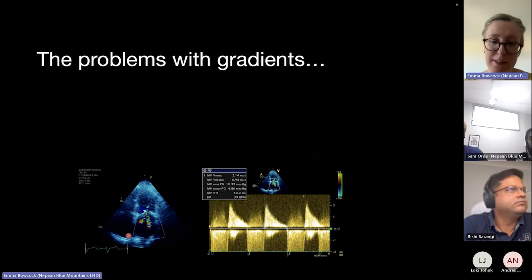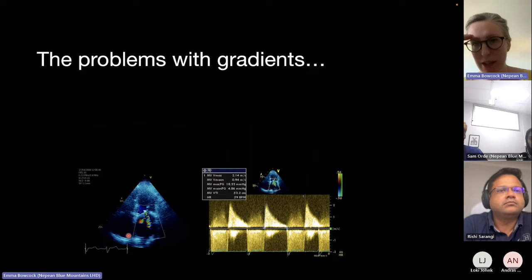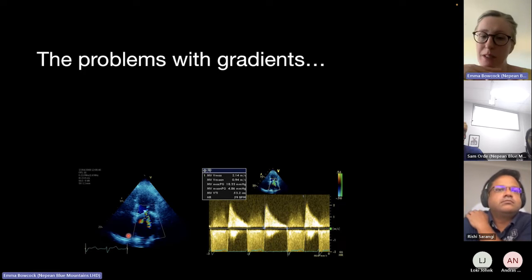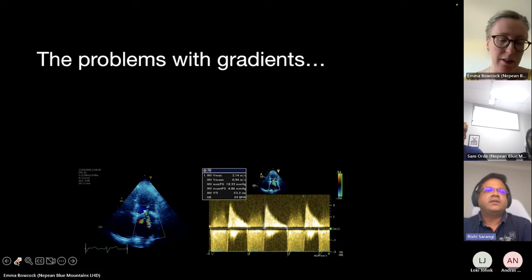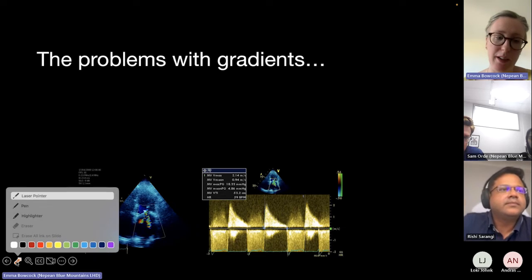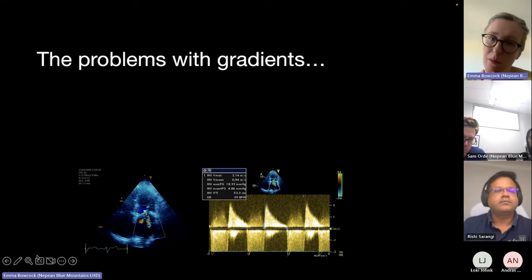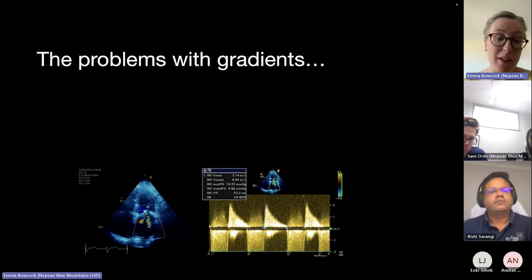Problems with gradients. Do we have any thoughts about things that might interfere with those gradients that we're measuring? The cardiac output. Absolutely, yeah, cardiac output. So higher cardiac output, higher gradients; lower cardiac output, low gradients. Definitely, yeah.